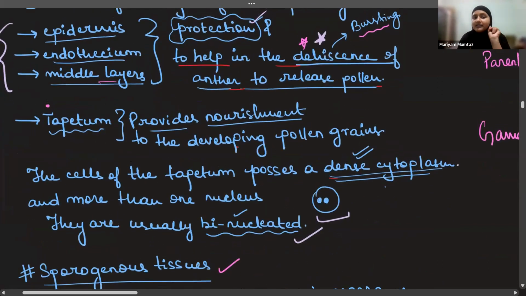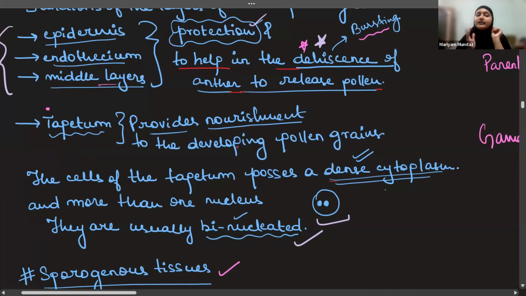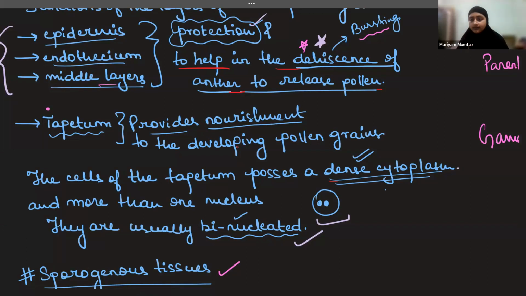The last layer, the tapetum, is primarily responsible for providing nourishment. It provides the nutrition and nourishment to the pollen grains that are developed, because pollen grains, since they are the male gametes, require nourishment, and that will be provided to them by the tapetum.